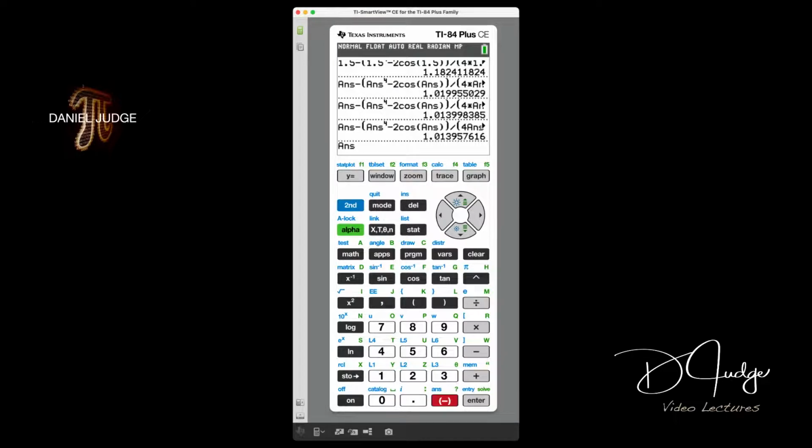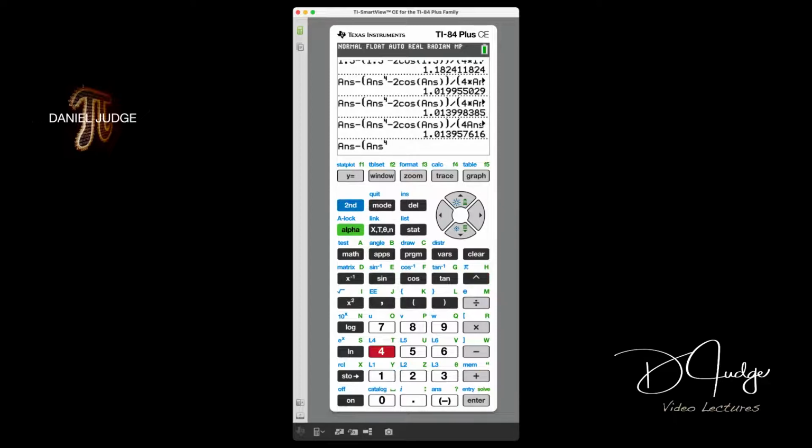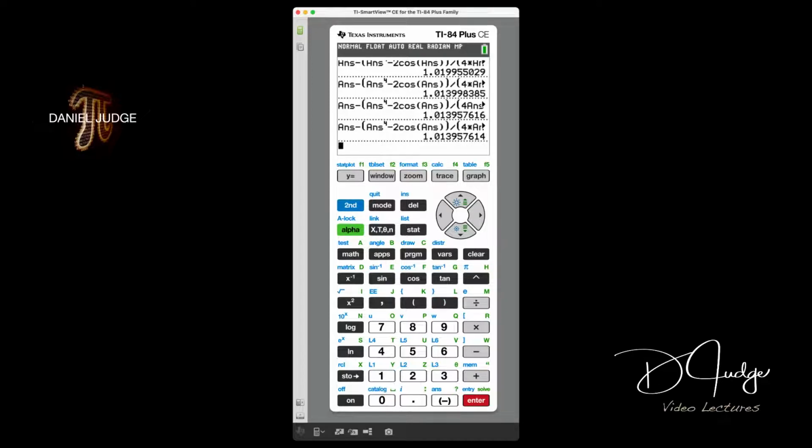Second answer minus parentheses, that answer, raised to the 4th power, come out of there, minus 2 cosine of answer, prior answer, close that parentheses, divided by 4 times that answer raised to the 3rd power, come out of the power position, you're now going to add 2 sine of that prior answer. Close that again here. And let's write this down.